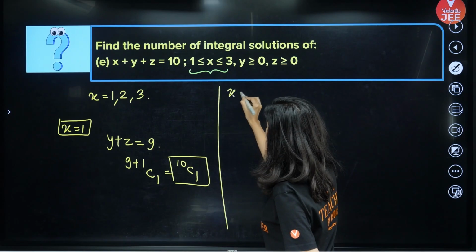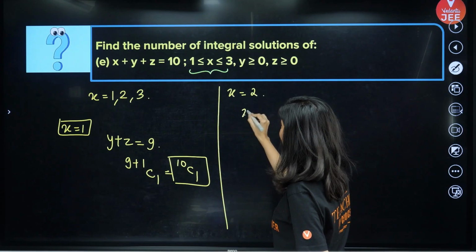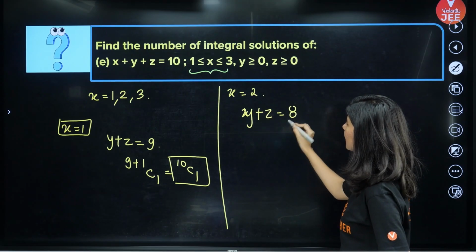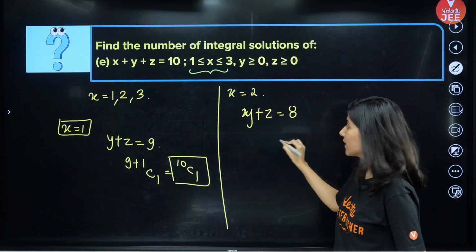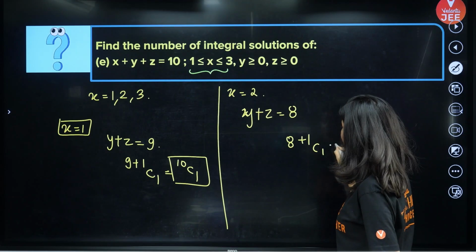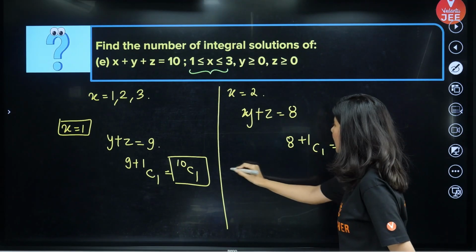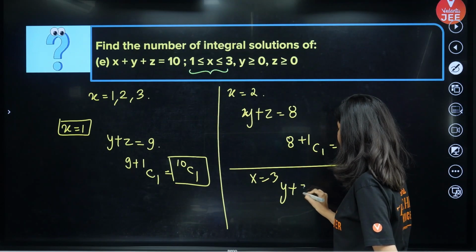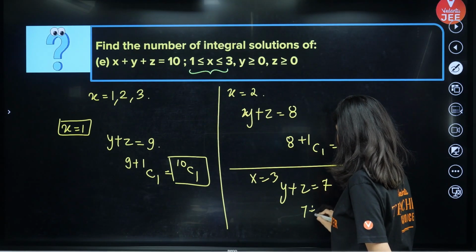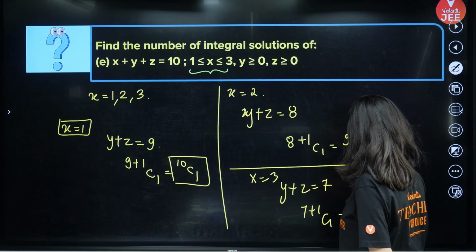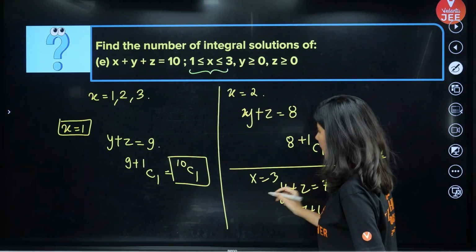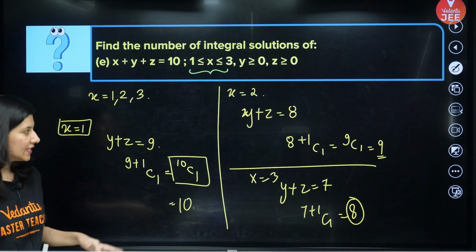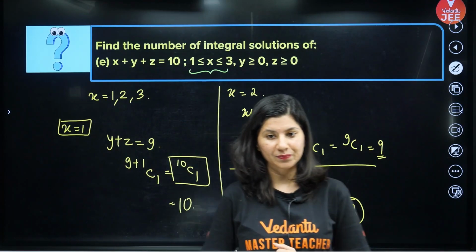Now, for x equals to 2 again. It means y plus z becomes what? 10 minus 2, 8. So again, 8 coins, 2 beggars. 8 plus 1 C1, so 9C1. Similarly, x equals to 3. The moment you put 3, y plus z becomes 7. 7 plus 1 C1, 8C1, 8. 10, 9 and 8.